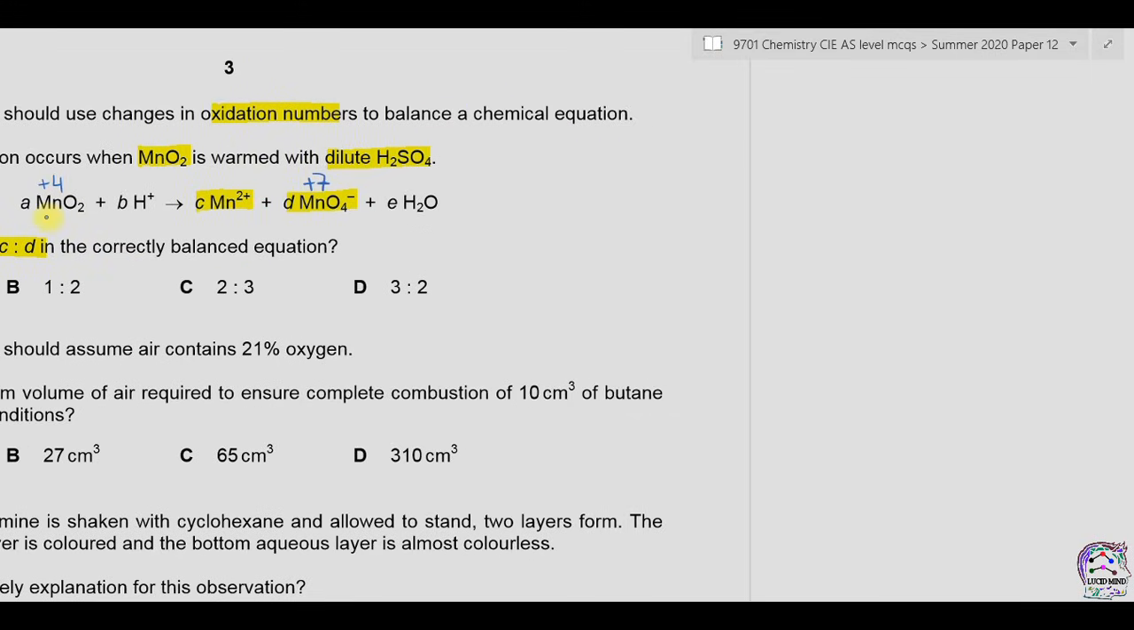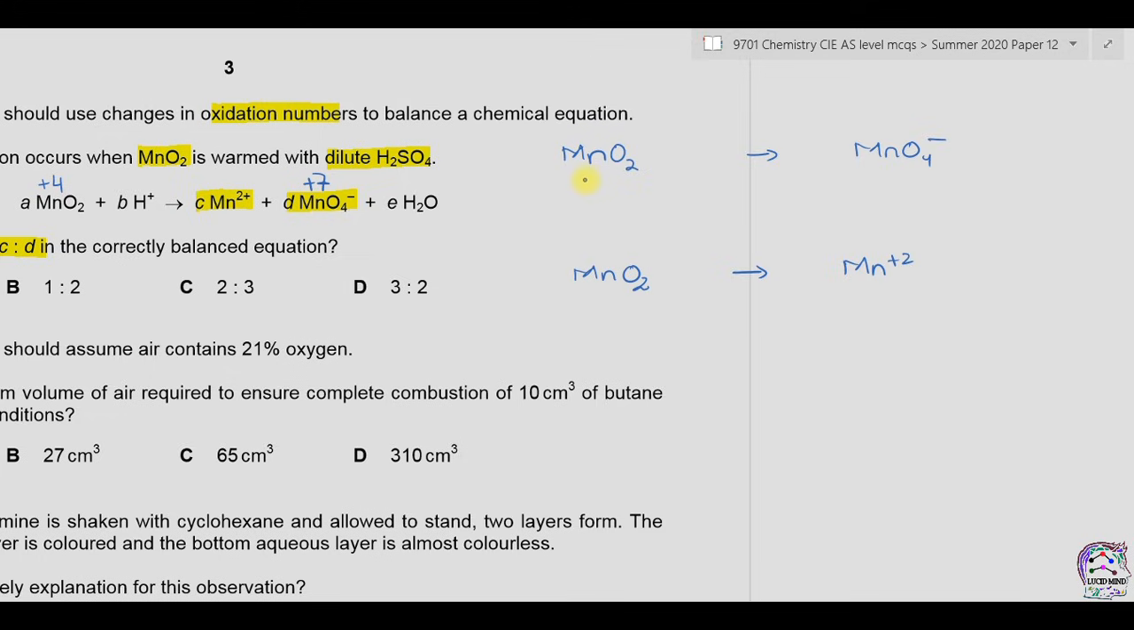Now in this equation we can see that manganese is being oxidized to +7 and also being reduced to +2. So we can write both chemical equations, first for oxidation and second for reduction. So in oxidation MnO2 actually converts into MnO4-. In reduction we can see that MnO2 is being reduced to Mn+2.